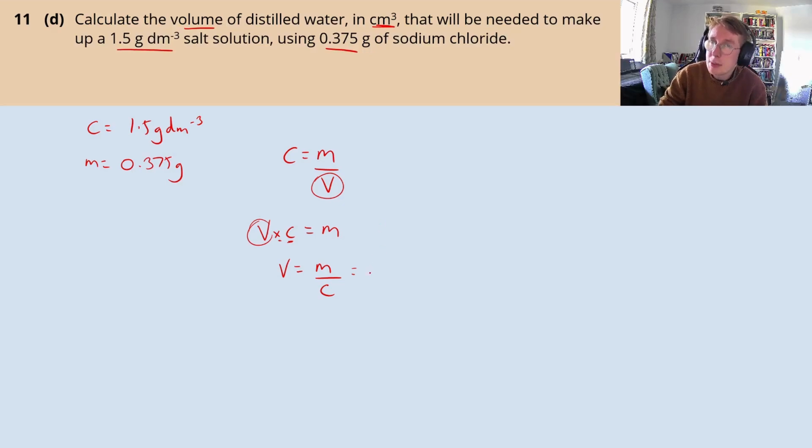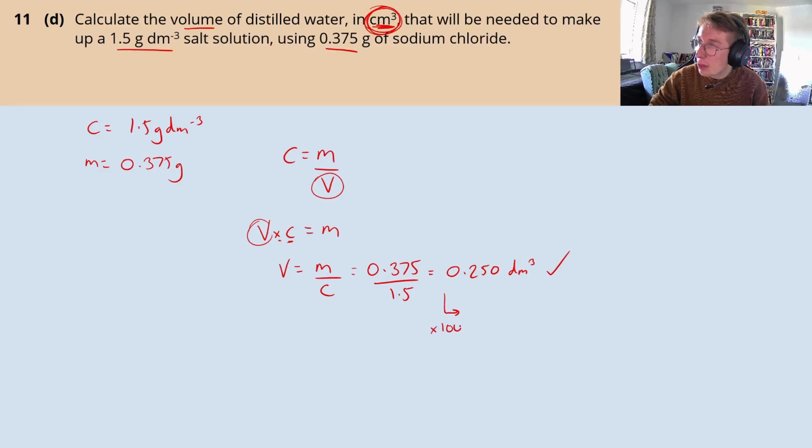If we plug the numbers in, 0.375 is my mass. I'm dividing that by the concentration, which is 1.5. That gives me an answer of 0.250 decimeters cubed. If you got that, well done, you get a mark. Now, remember the question said it wants it in centimeters cubed. So I need to multiply this number by 1,000 to get my final answer, which is 250 centimeters cubed. And you'll get a tick for that and a mark. So there you go. That's how to do calculations involving concentration.